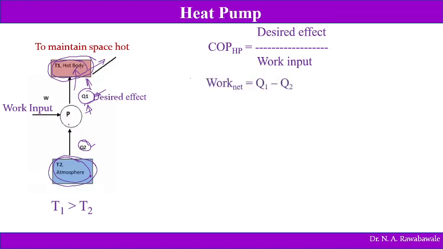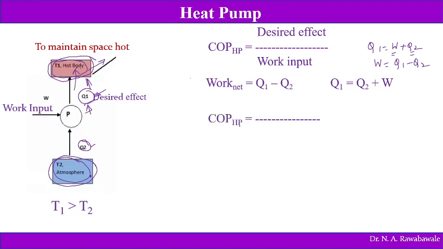So net work done is nothing but Q1 is equal to W plus Q2, or W is equal to Q1 minus Q2. So the amount of heat energy rejected is nothing but the sum of work done plus heat energy absorbed from a body at lower temperature. So this is written as Q1 is equal to Q2 plus W.